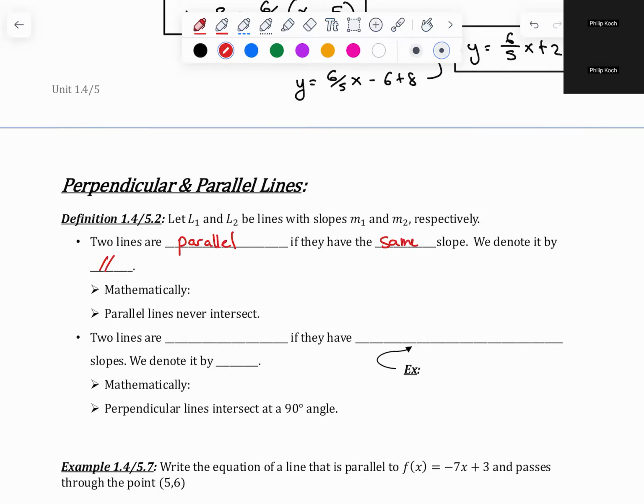So that's the symbol we utilize for lines being parallel: two slashed lines. Hence, it kind of looks like two parallel lines. Mathematically, what we're saying is if they have the same slope, it means that m1 and m2 are equal. So mathematically, we would write m sub 1 equals m sub 2.